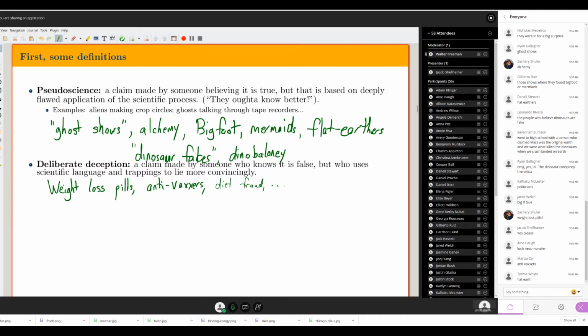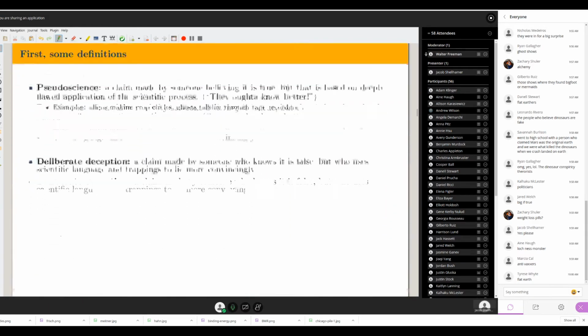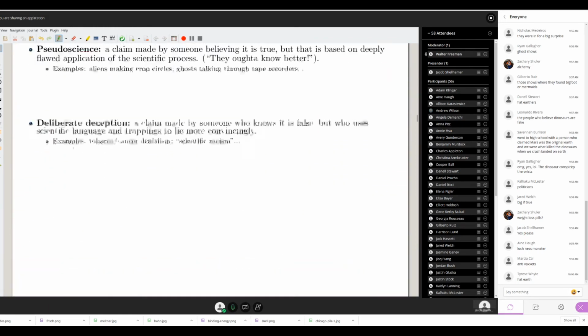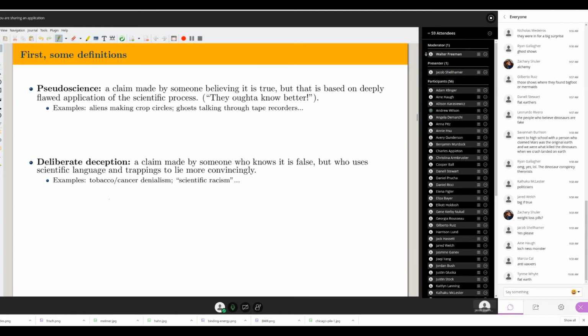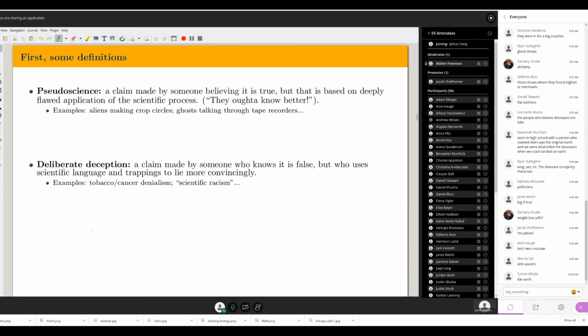There are others. And then finally, well, the examples that I had here were the tobacco industry wanting to confuse people about whether smoking caused cancer so they could sell cigarettes for longer. That was a big deal back in the 60s and 70s.